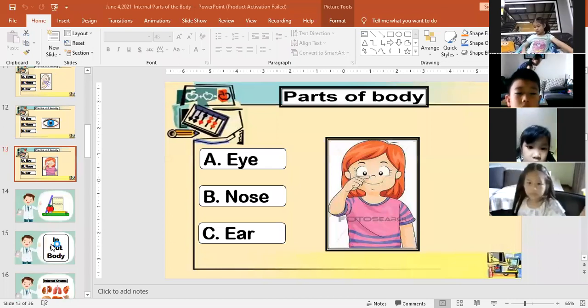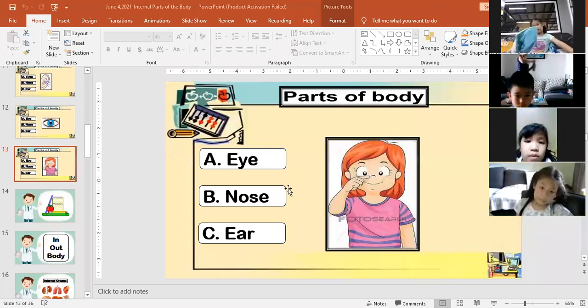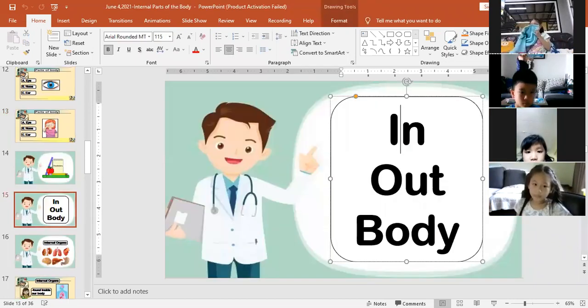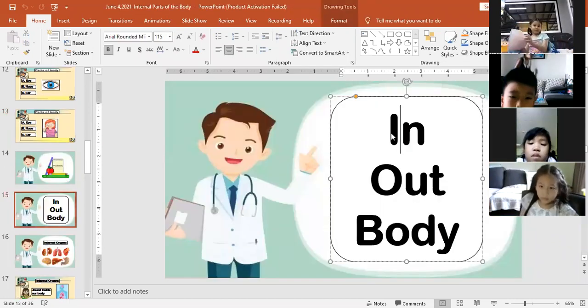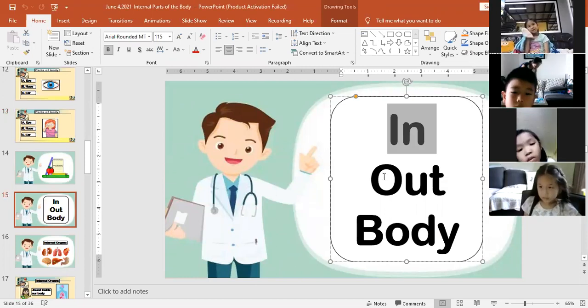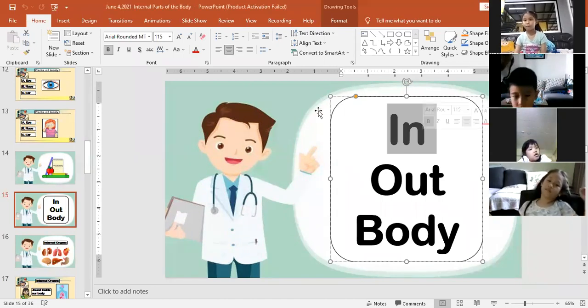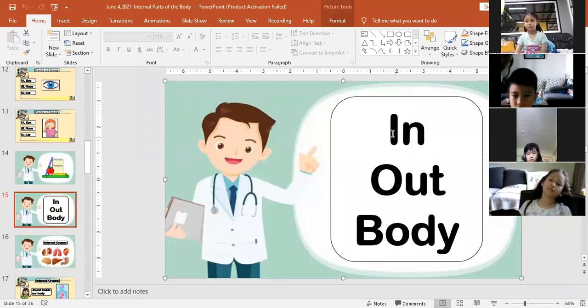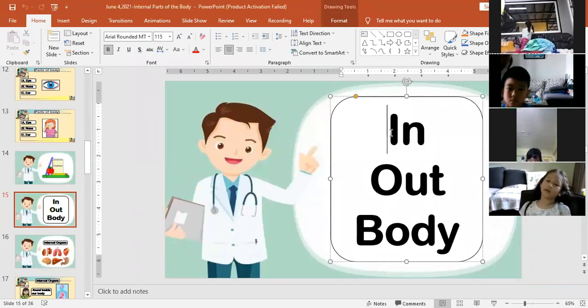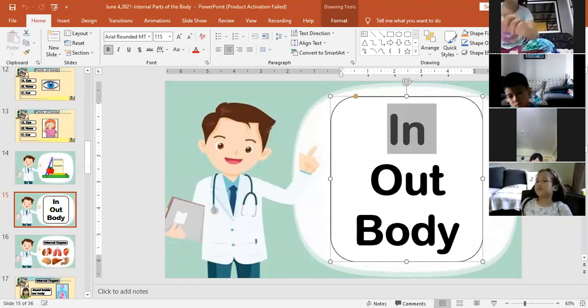Okay, so this time let's have these different kinds of words. Let's read the first word. In. In. When you say in, for example, the things you can see inside your house. What are the things you can see inside your house? I can see.